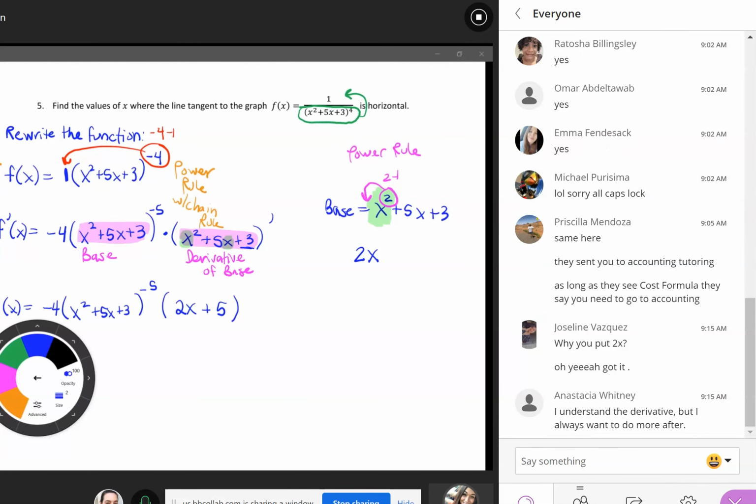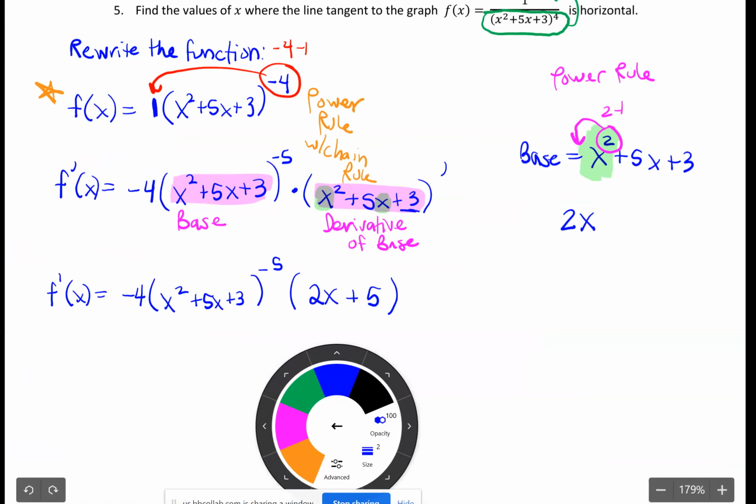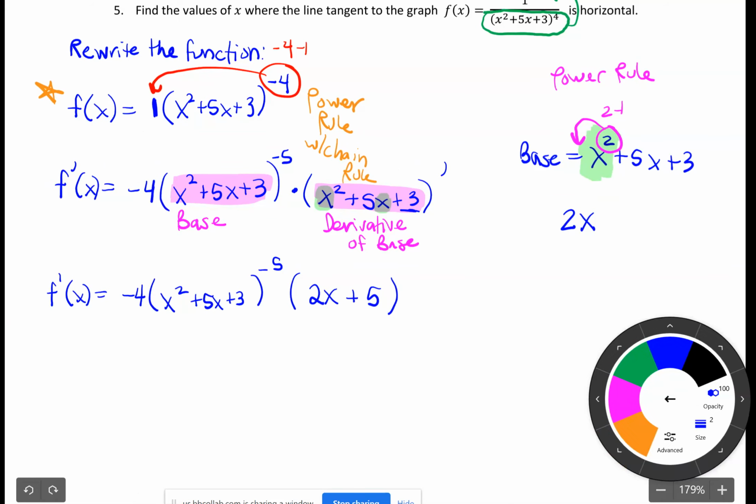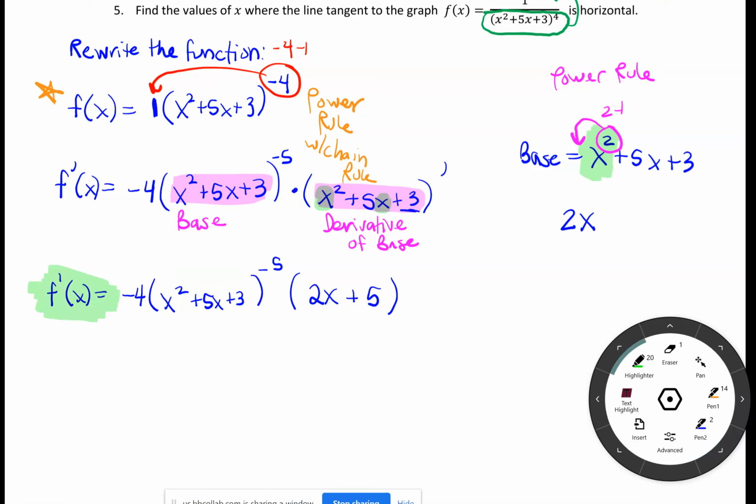Okay, so Jocelyn got it. And then Anastasia said, I understand the derivative, but I always want to do more after. Okay, I hear you on that. If you're just asked to find f prime, if that was the only thing they were asking us, you'd be done. You can even put the raw derivative in MyMathLab. I saw that when I was practicing. I just put the raw derivative, even the raw derivative for the quotient rule, just plugging the pieces into the template for a quotient rule or product rule. It counted it right, if it was only asking you to do f prime.